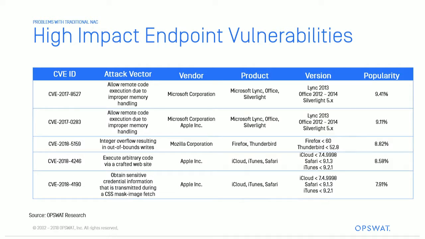In addition, here's another example. What we're looking at here is high-impact endpoint vulnerabilities. Just to give you an example, the first one, CVE-2017-8527, allows remote code execution due to improper memory handling. This is pretty scary, and you see that this is occurring on over 9% of the devices out there.